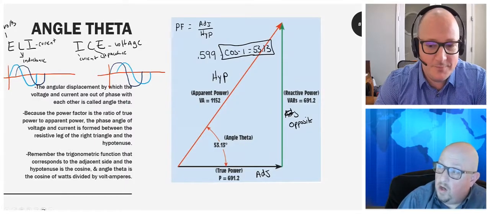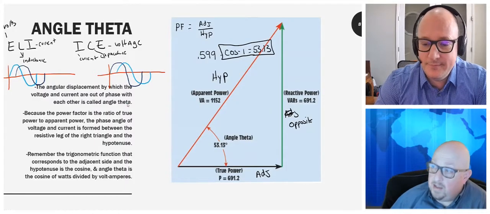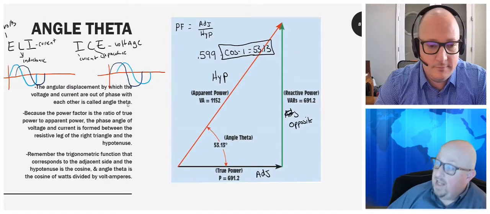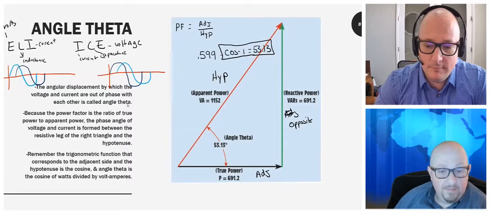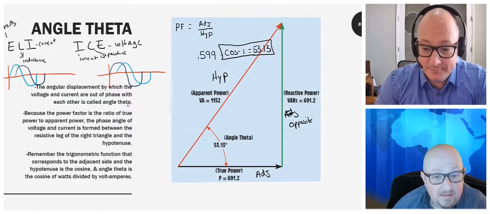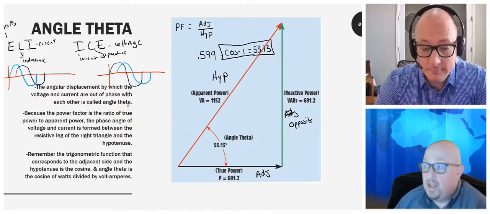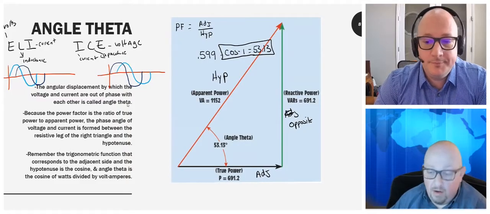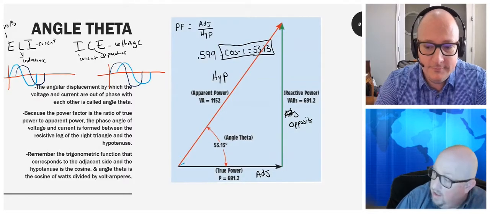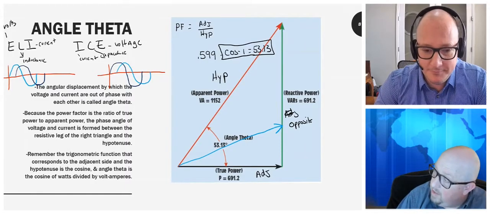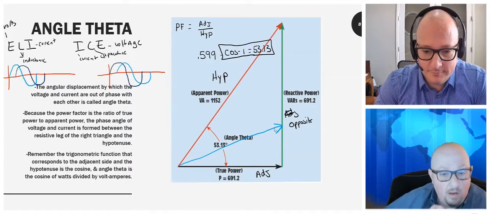So what you're telling me is if I were to put an inductor and a capacitor of equal reactance together, I would actually be able to take this red line of my hypotenuse and shoot it at a lower angle, because I would get less reactive power overall.